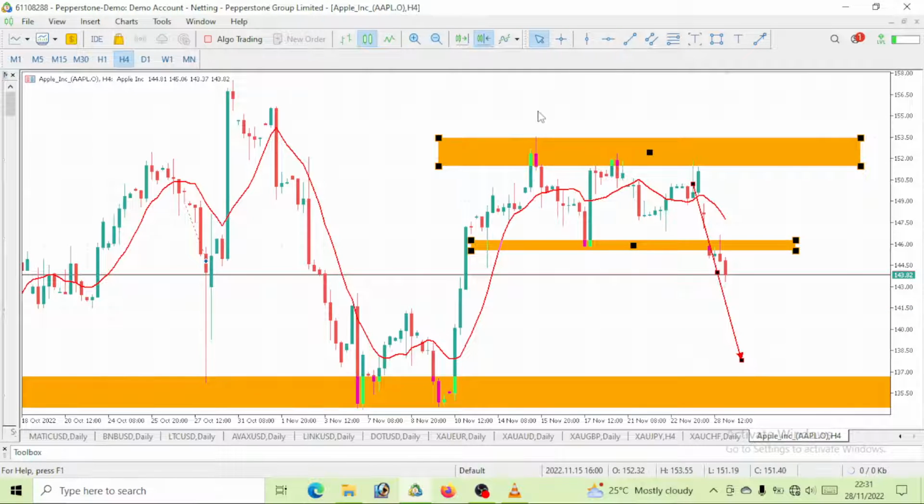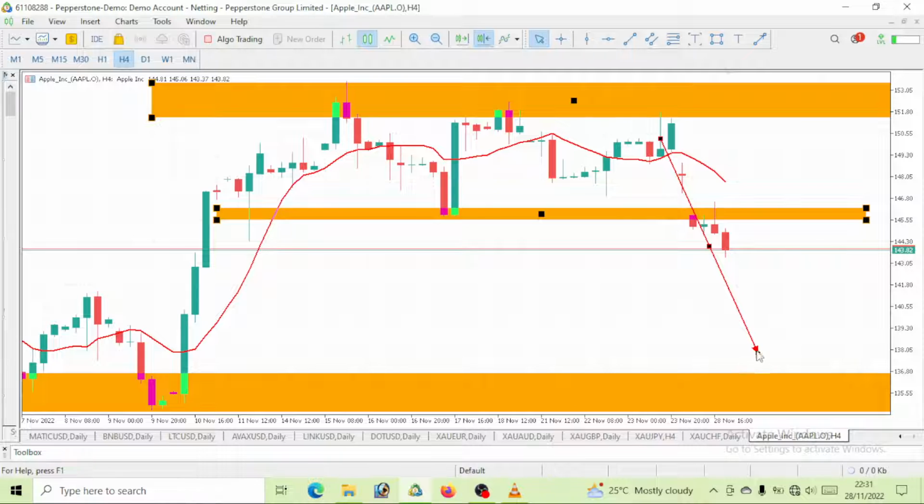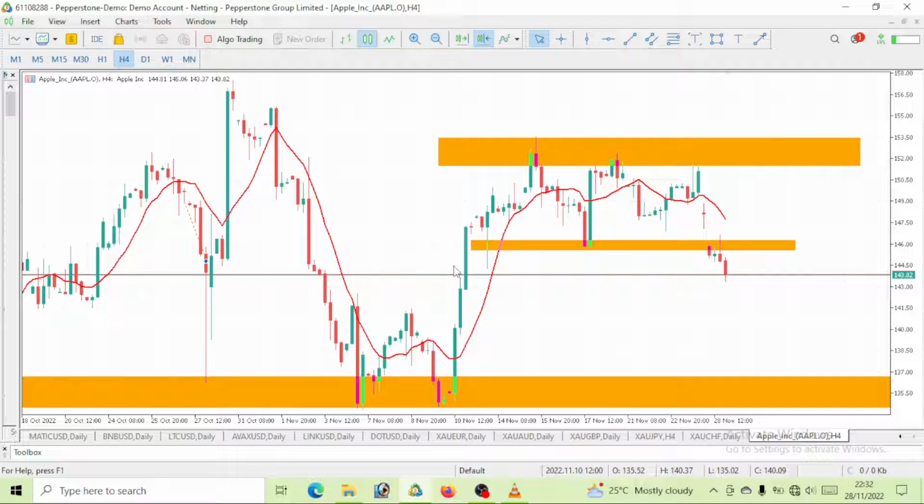But before you consider entering this trade, I think a pullback should be made. Maybe once a pullback has been made, then you can short it, right? It will make sense for a pullback to occur before we actually sell this Apple stock, before we actually short this Apple stock. So possibly a pullback should be made before we continue our bearish move on Apple stocks, right?